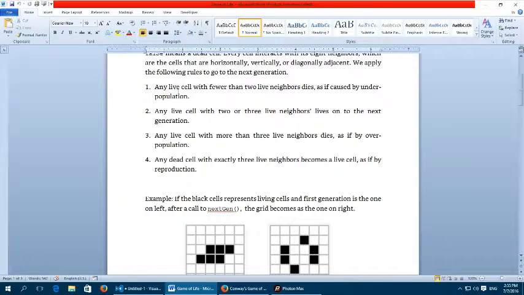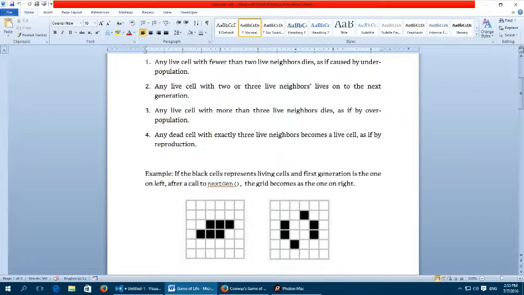Any live cell with fewer than 2 live neighbors dies, as if caused by underpopulation. So the first rule is that any live cell, these black cells, with fewer than 2 live neighbors dies as if caused by underpopulation. So here there are no live cells which have fewer than 2 live neighbors, but let us go on to the second rule. Any live cell with 2 or 3 live neighbors lives on to the next generation.